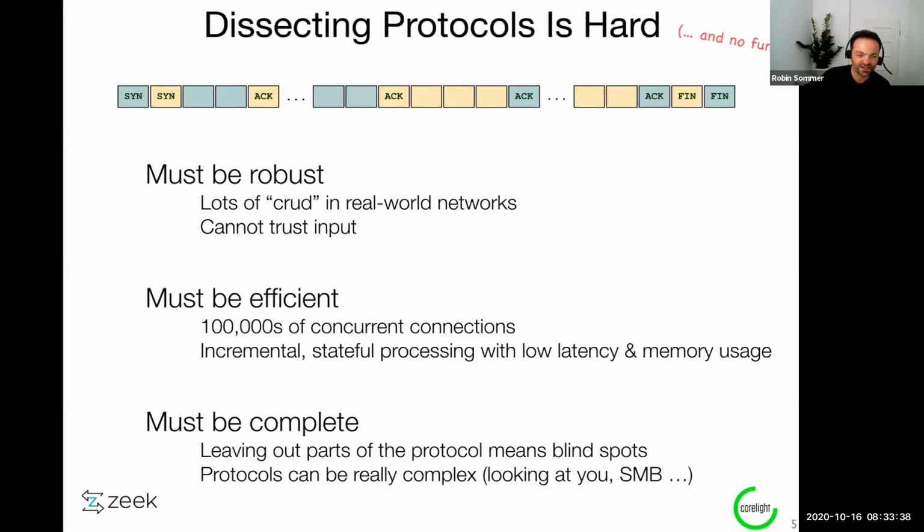In addition to these other two, we also need to cover the whole stack of a protocol. Whenever we leave parts out, and that's true for Wireshark, it's true for Zeek, that just means people can't see what's there, and that's not good. And unfortunately, protocols can be really, really complex, and that turns into a lot of work, and all that work needs to be robust and efficient.